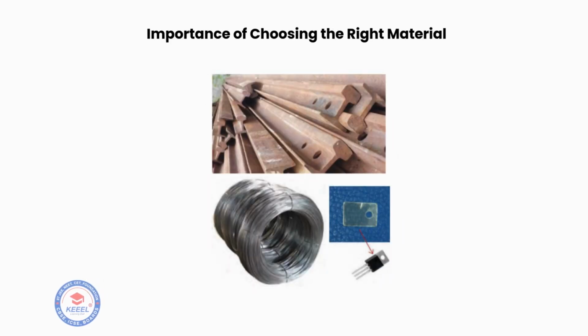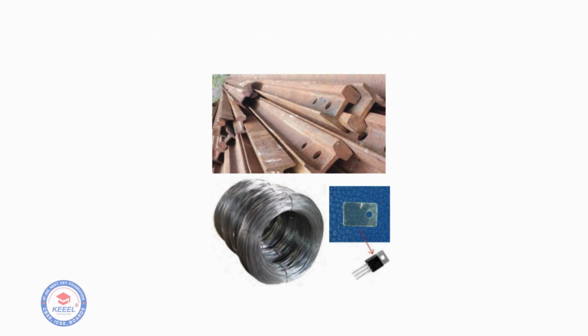Importance of choosing the right material. We choose materials based on what we need. Steel, strong and used for bridges. Plastic, light and used for packaging. Wood, warm and used for furniture. Cotton, soft and used in clothes.